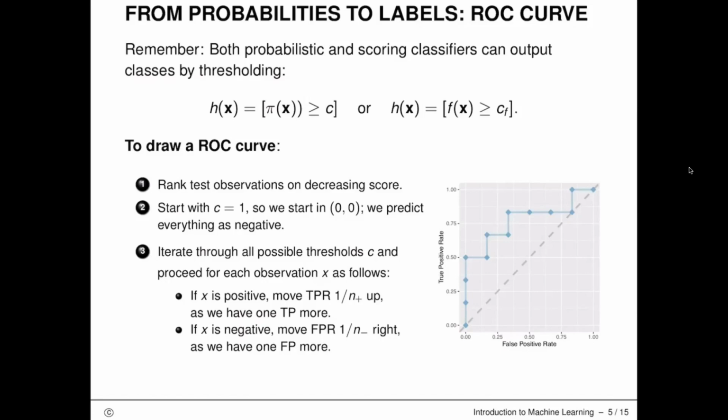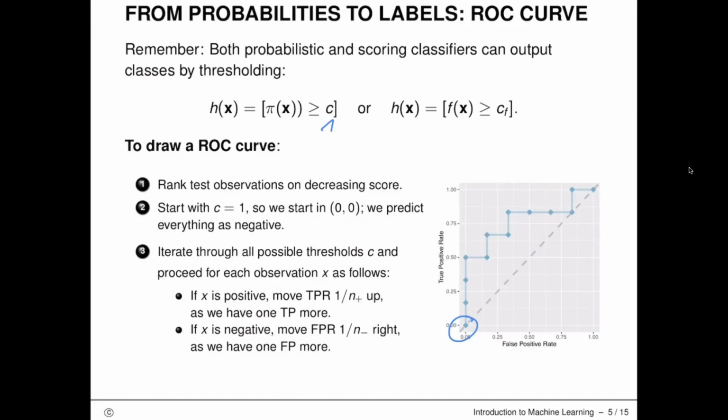So how does drawing a ROC curve work? First, we have to rank the observations by decreasing score. Second, we start with threshold equals 1. So we are in the scenario of a probabilistic classifier. And with threshold 1, what happens there? If you imagine P of x larger than 1, then we will have no positive predictions. So we start in 0, 0, so we have no true positives and also no false positives because we just have no positives. So all of them are neither true nor false. So we start in 0, 0.